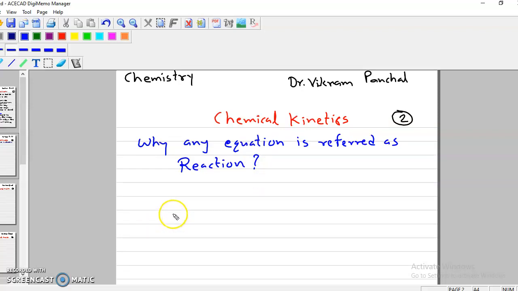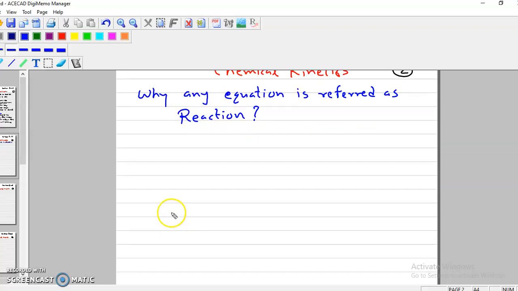First of all, action takes place, and then in reference to the action, the reaction takes place. So reaction is always followed by action. So this way action is very important. So what is action in this? For example, H2 plus Cl2 gives HCl.